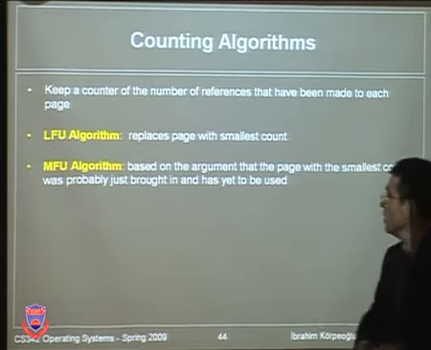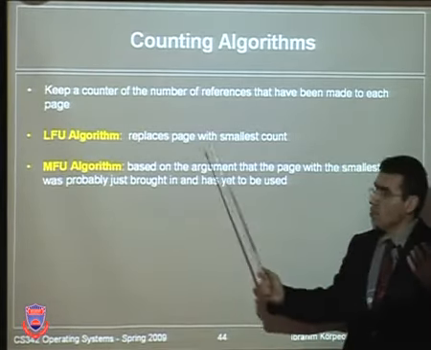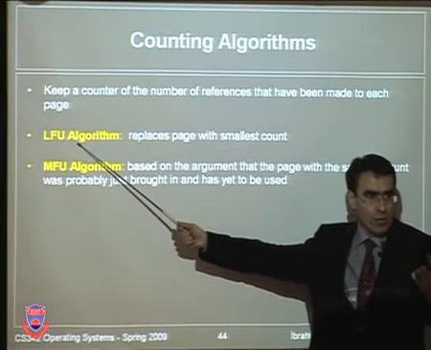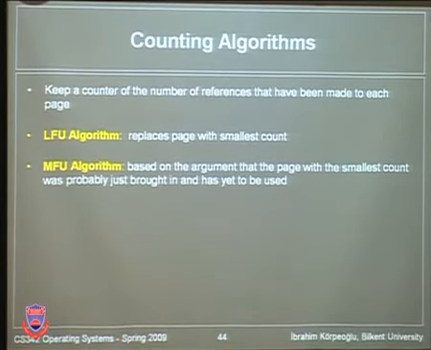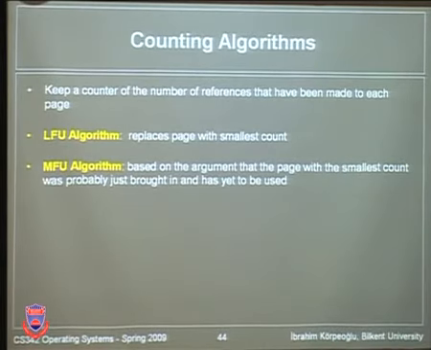So basically, you can also have an MFU algorithm. The first algorithm, where you select the page with the smallest counter, is called the least frequently used algorithm, LFU. If you select the page with the largest counter value, then it's called the most frequently used algorithm. You select the page whose counter is the largest for removal. Why can you do that?